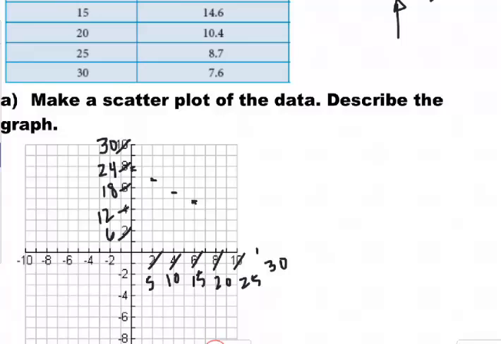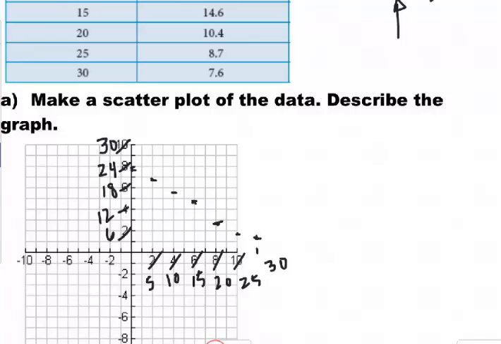When x is 20, y is 10.4, which is going to be somewhere around here. When x is 25, y is 8.7, which is somewhere around here. And when x is 30, y is 7.6, which is going to be somewhere around here.